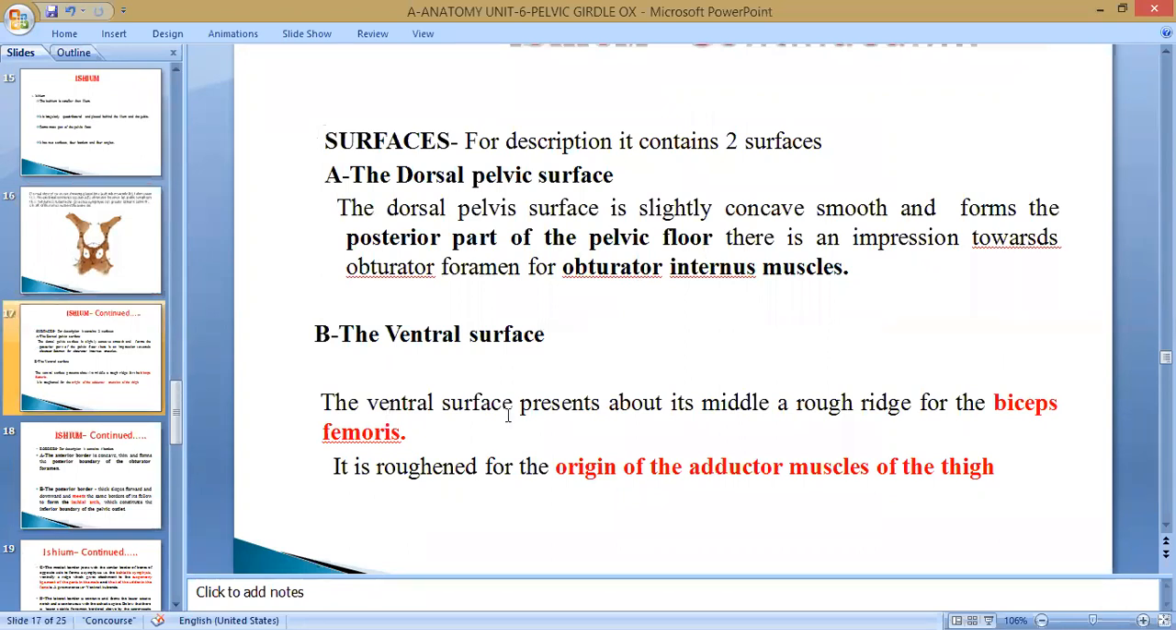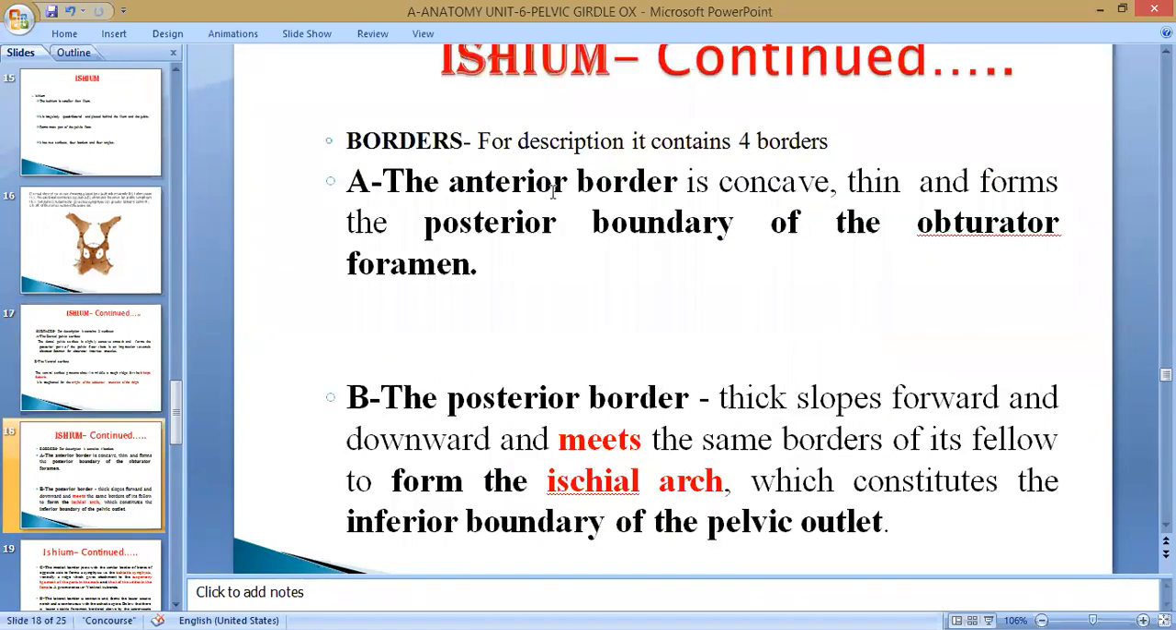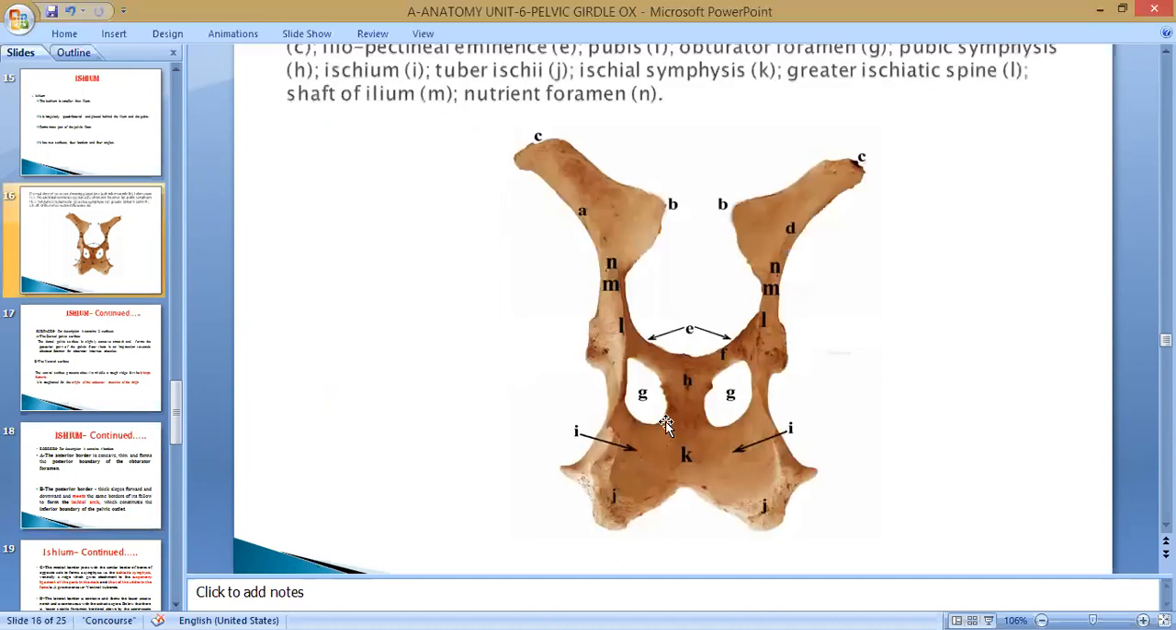Ventral surface: present on the middle, there is a rough line for the biceps femoris muscle and for the origin of the adductor muscle. So these two surfaces are completed. Now the borders. The anterior border we have already discussed. It is concave and smooth, and it forms the posterior boundary of the obturator foramen.